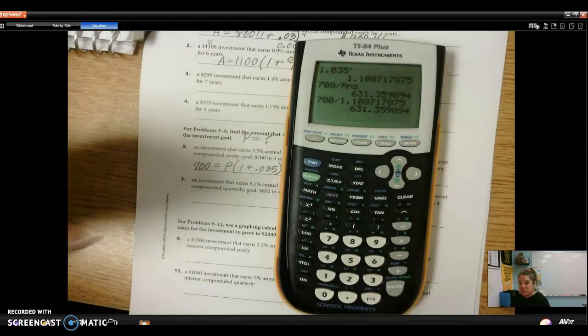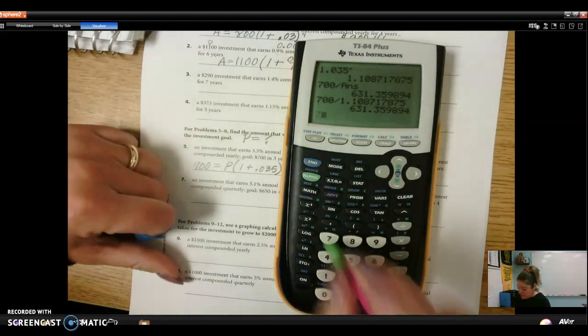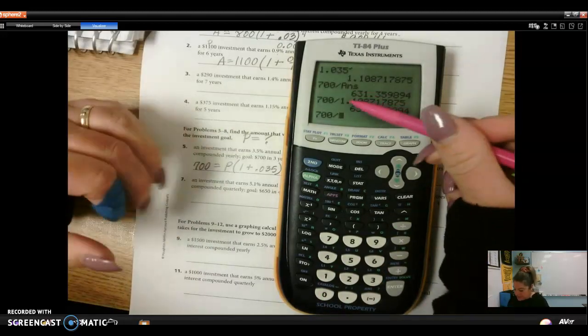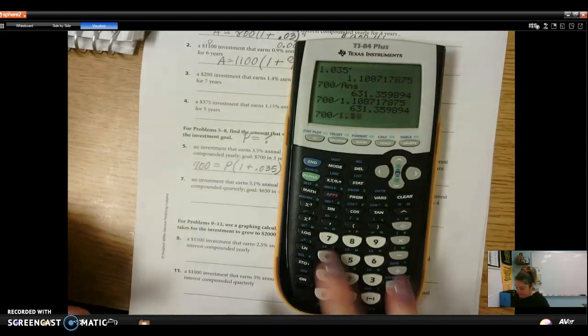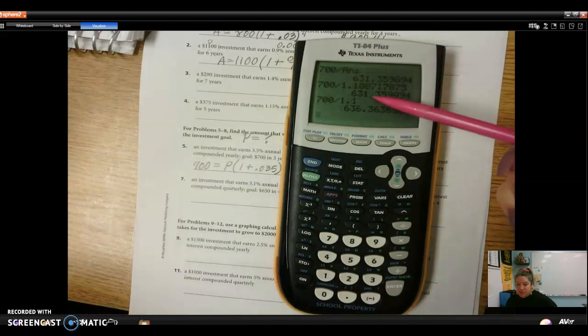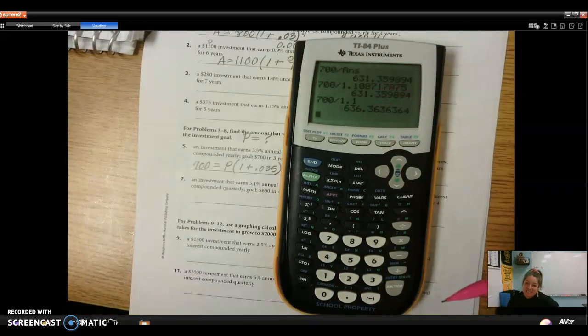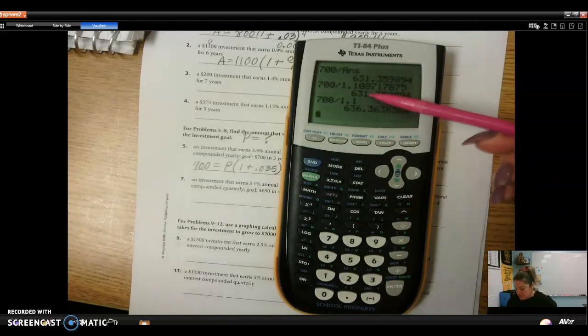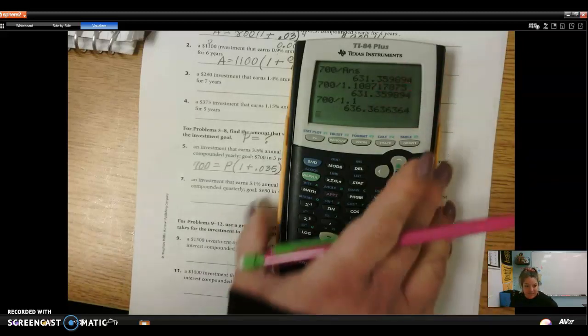Let me show you what happens if you round. If you did 700 divided by 1.1, you're $5 off. That is kind of a big difference. So you definitely want to make sure that you're using that big decimal.